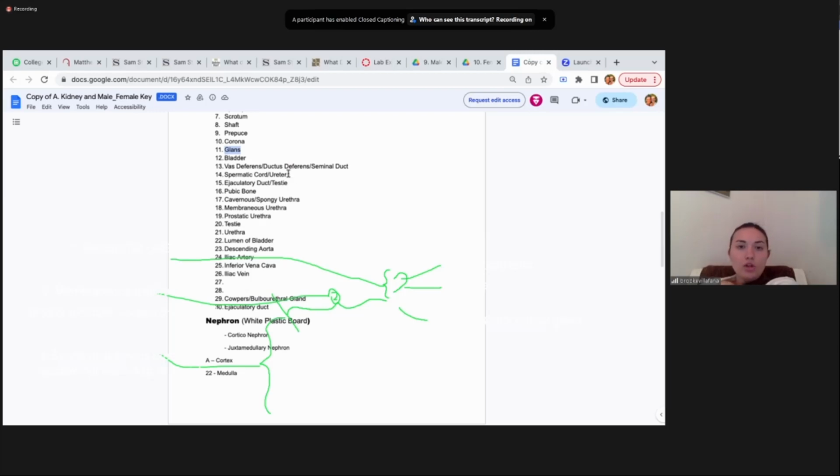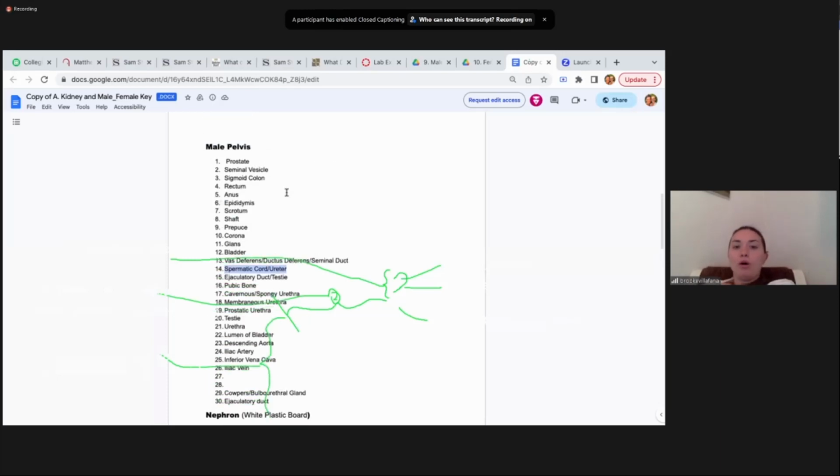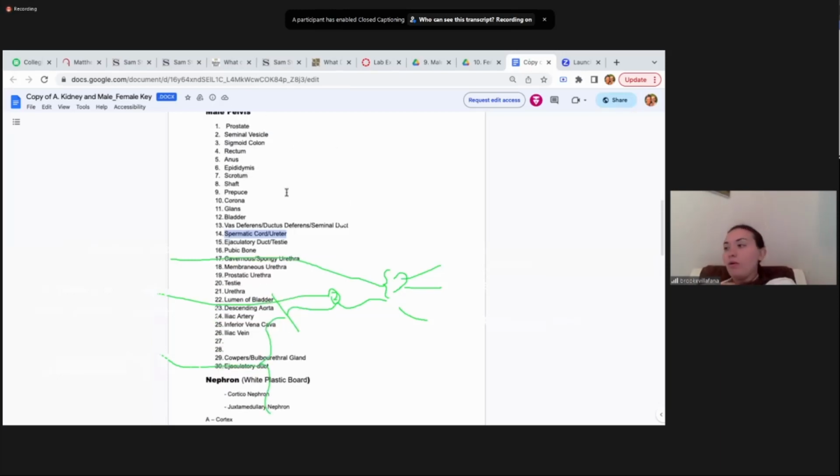One thing I want to show you here, remember how I said that there's two models? There's the white model and then there's the green board model. So the spermatic cord is not the same thing as the ureter. They're on two different models. So spermatic cord is not another name for the ureter.